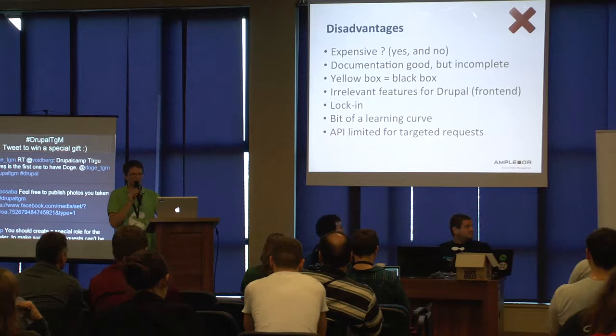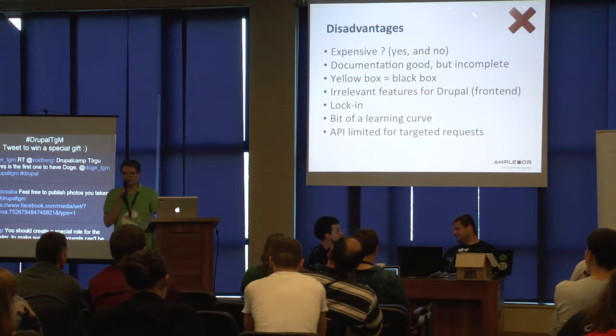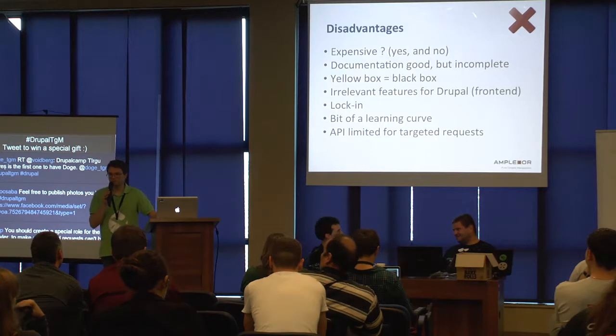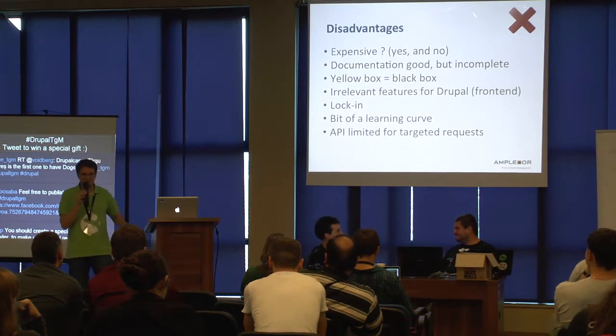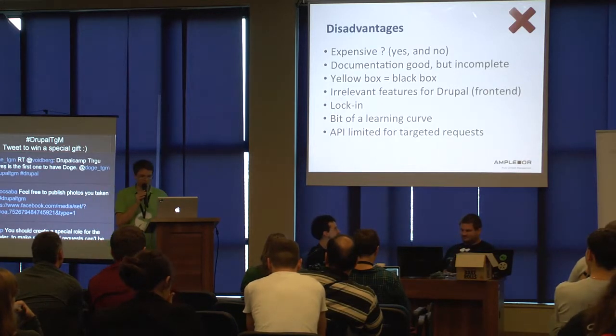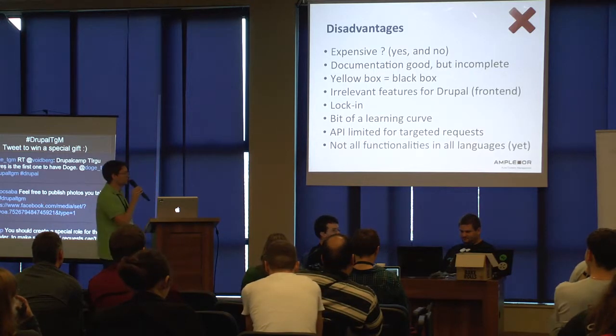The API is limited for targeted requests. The administrative API requests we're sending to the appliance are very massive, blunt. It's doing a recrawl for a whole pattern. It's very difficult to do targeted requests. And this is quite a disadvantage for us too.